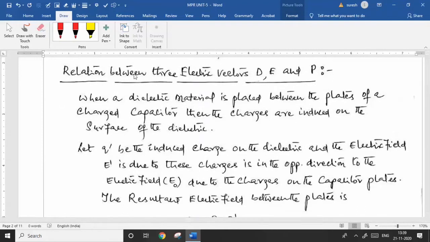My D is called electric displacement, and my E is called electric intensity of the field, and P is called electric polarization. So when a dielectric material is placed between the plates of a charged capacitor, then charges are induced on the surface of the dielectric.